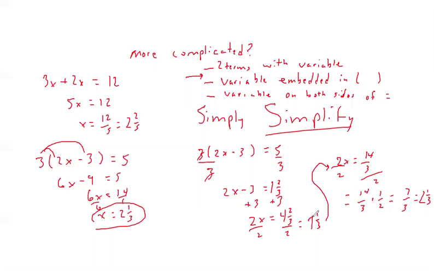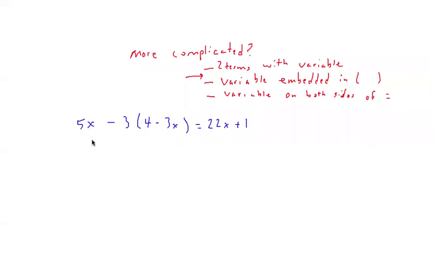Oops, it should have been a 2, shouldn't it? 2 into 4 2/3 is 2 1/3. And here, how did I get 7/3? I simply did that canceling right there. 7 times 1 is 7, 3 times 1 is 3, and so forth.